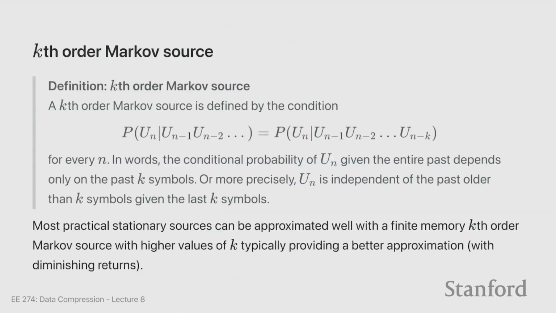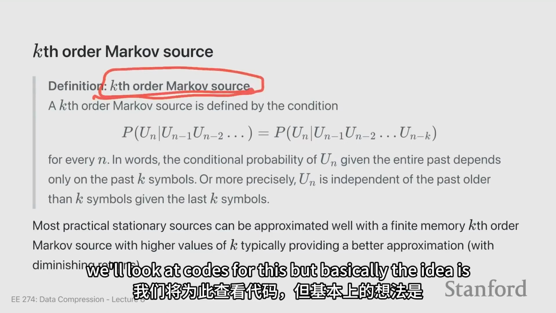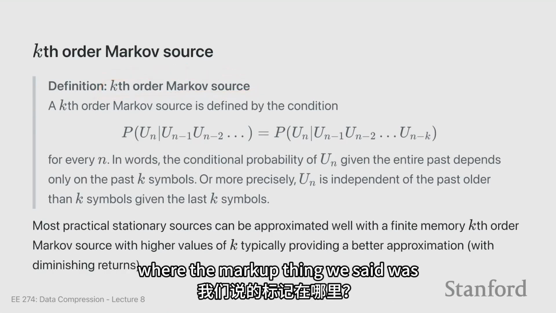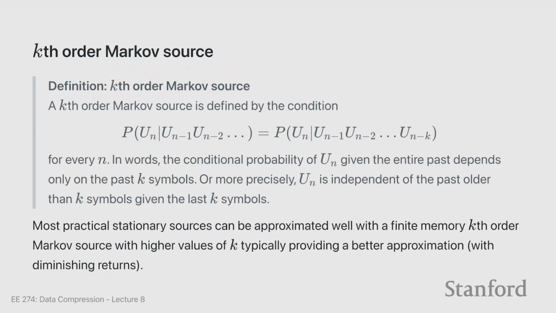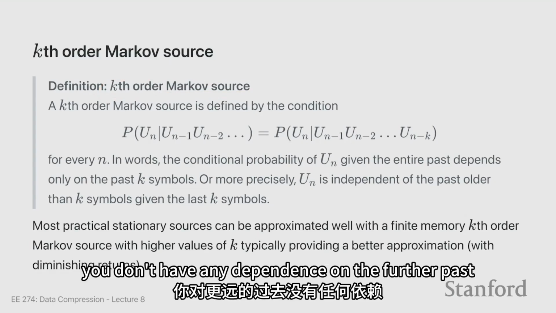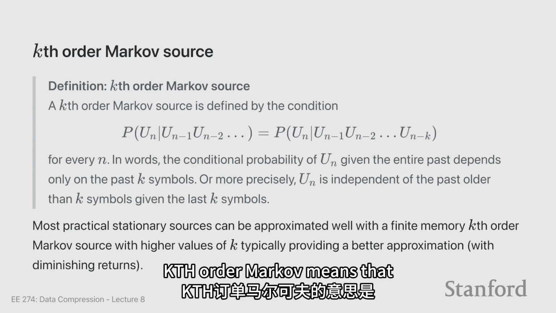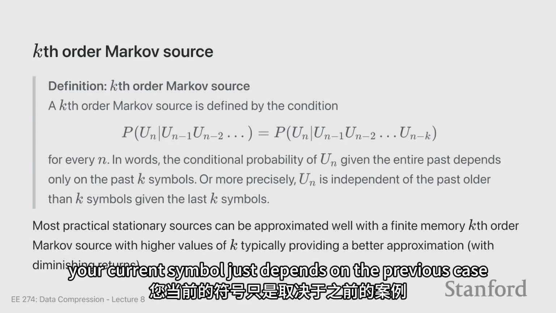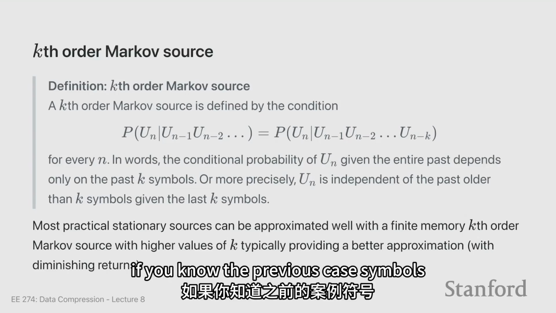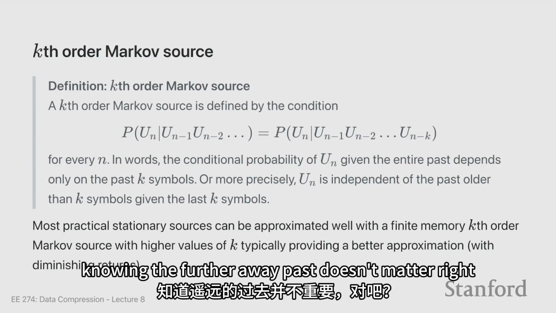Okay, so we will just make it more general, and this will be somewhat important. We'll look at codes for this, but basically the idea is you can generalize this Markov thing. The Markov thing we said was, given the previous symbol, you don't have any dependence on the further past. Kth order Markov means that your current symbol just depends on the previous k symbols. If you know the previous k symbols, that is all you need to know. Knowing the further away past doesn't matter, right?